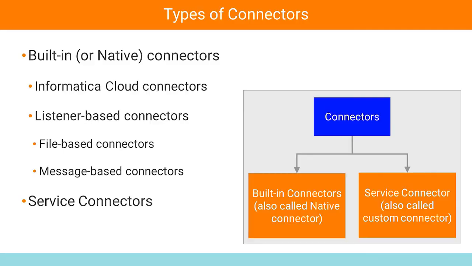Message-based connectors are designed to configure queue-based message brokers like ActiveMQ and JMS. For example, AMQP and Amazon SQS are message-based connectors. Service connectors are used to connect to web services. They are configured to specify a set of operations or actions that are associated with a specific service endpoint.